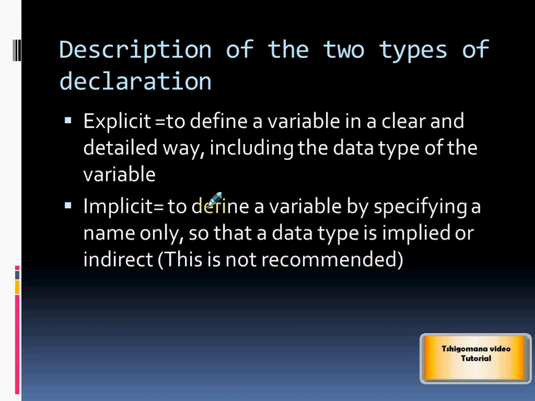Let me repeat this. Explicit means to define a variable in a clear and detailed way, including the data type of the variable. Implicit means to define a variable by specifying a name only, so that a data type is implied or indirect. This is not recommended.